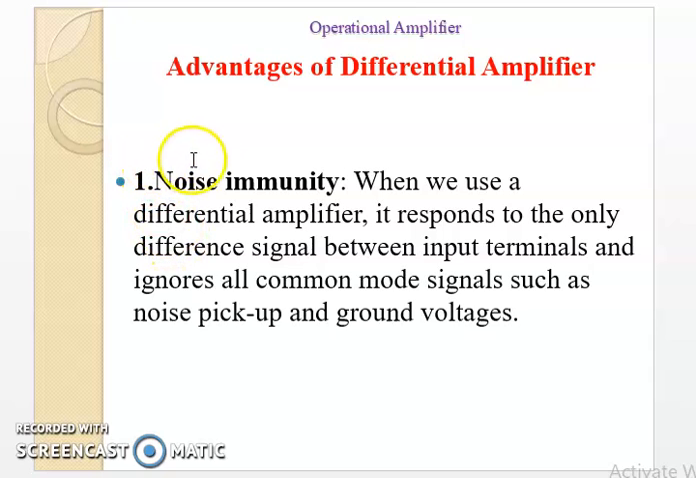Number 1, noise immunity. See, very important it is. When we use a differential amplifier, it responds only to the difference signal between the input terminals and ignores all common mode signals such as noise pickup and ground voltages. So noise immunity is one of the most important factors in any electronic device.